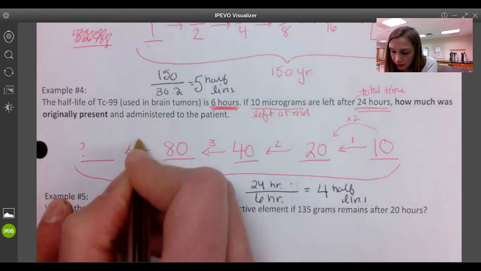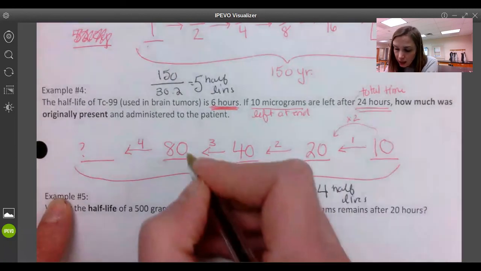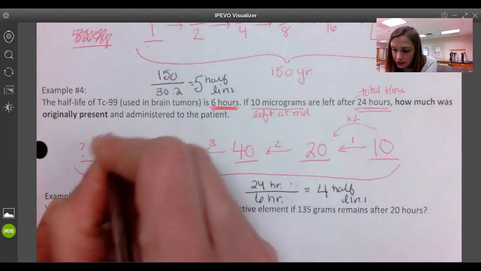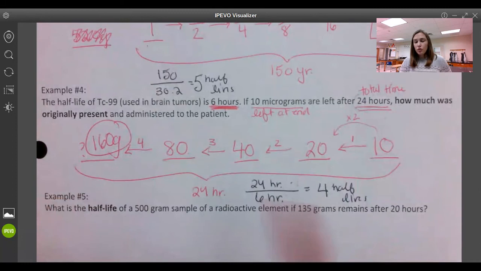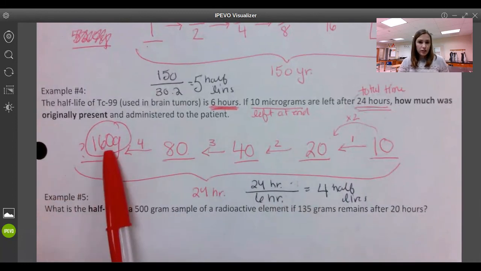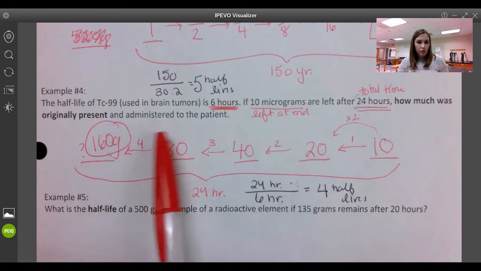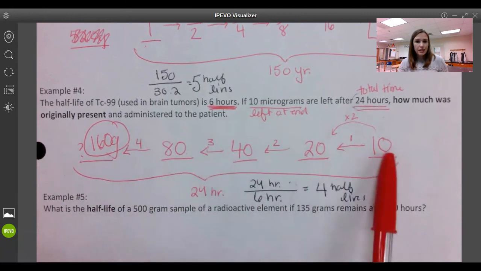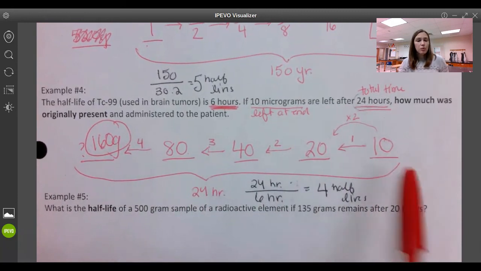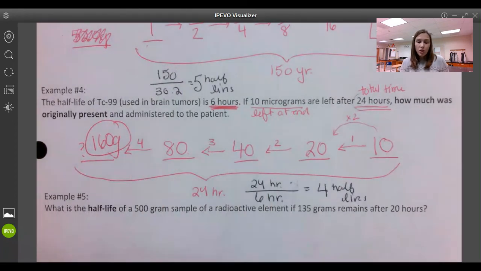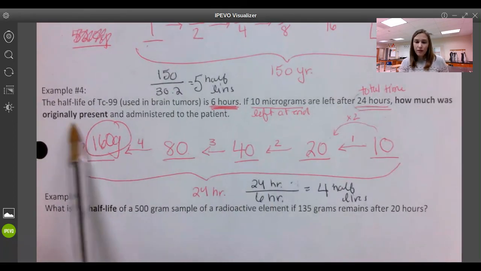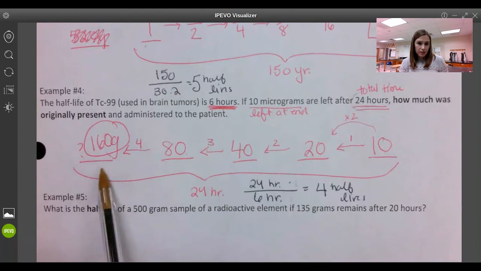And if I go back my fourth half-life and I double this 80, I'm going to have 160 grams to start. So if you think about going forward, if I had 160 grams to start and 24 hours, I would have 4 half-lives, so I would cut that in half 4 times to get to that 10 that they gave me. In this case, we had to work backwards to get that. So that's one way to do this when you have to find the amount that's originally present.